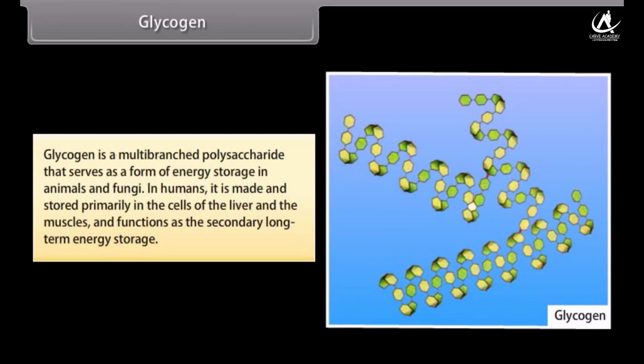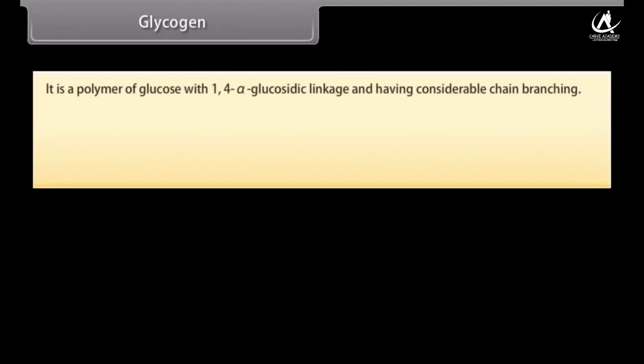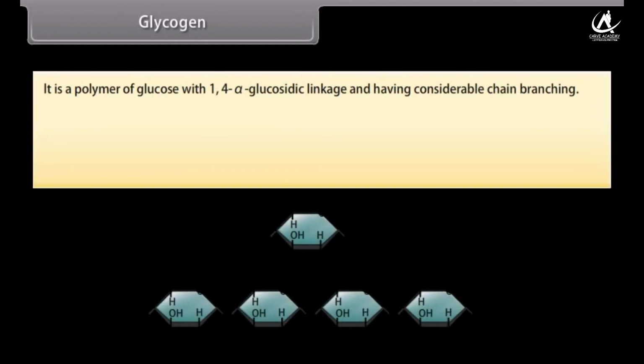Glycogen. Glycogen is a multi-branched polysaccharide that serves as a form of energy storage in animals and fungi. In humans, it is made and stored primarily in the cells of the liver and the muscles, and functions as the secondary long-term energy storage. It is a polymer of glucose with 1,4-alpha-glucosidic linkage and having considerable chain branching.